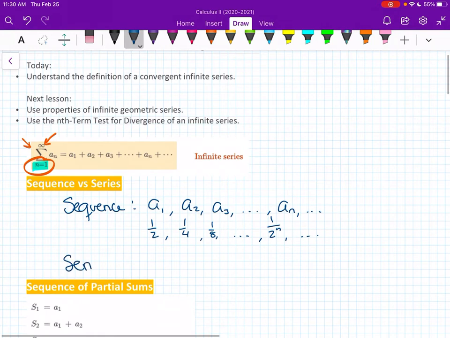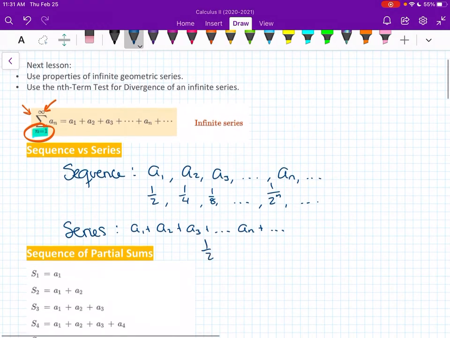And a series is going to be the sum of a sequence. So a series is when I add them together. And an infinite series then, of course, goes to infinity. And so an example might be 1/2 plus 1/4 plus 1/8 plus so on and so forth. And I continue to add that.